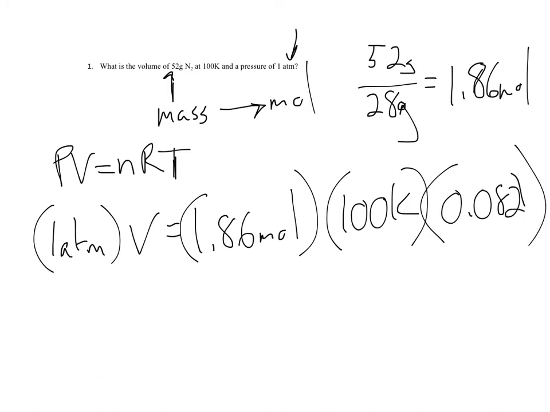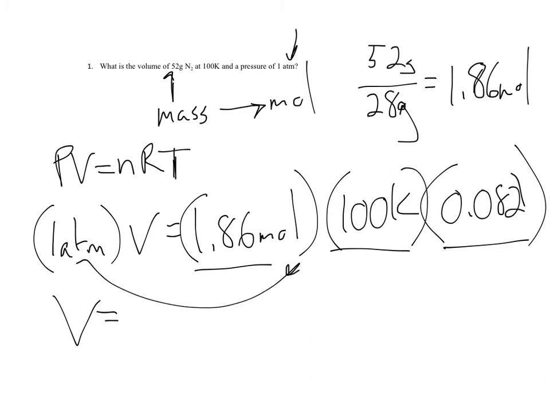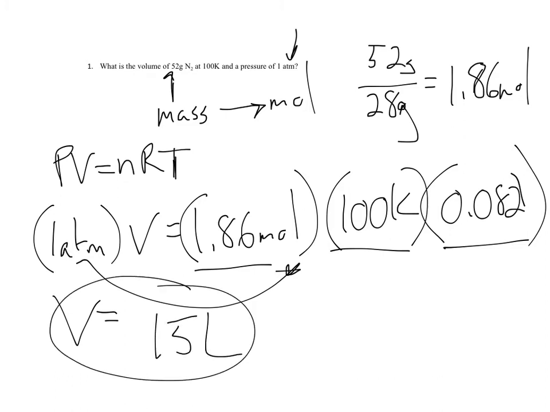So V equals 1.86 times 100 times 0.0821, and then that's going to be divided by 1. When we multiply that out, we get 15 liters as the volume.